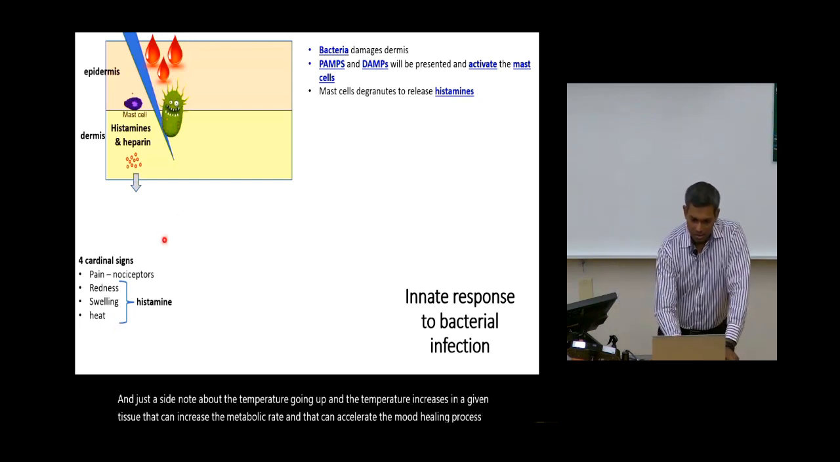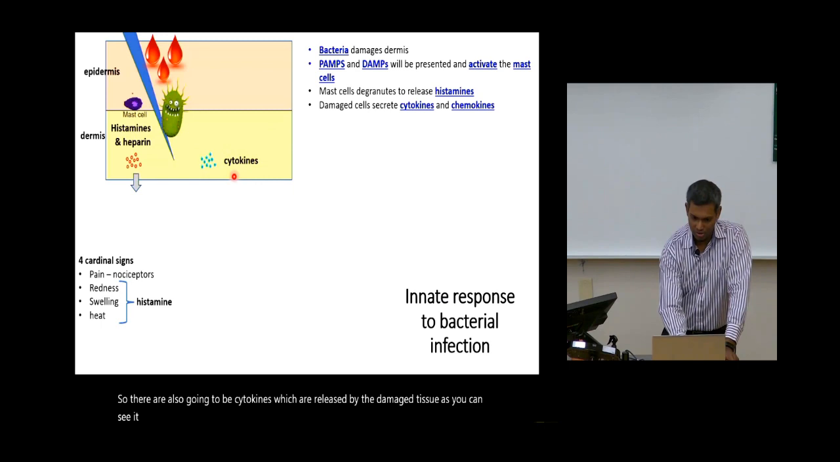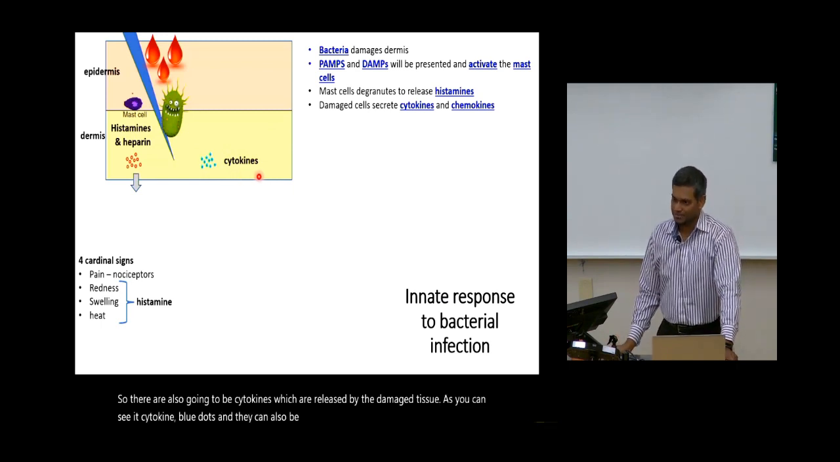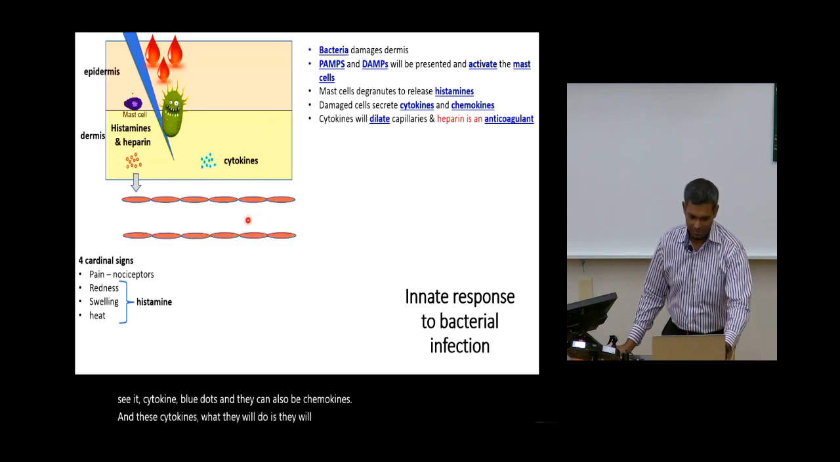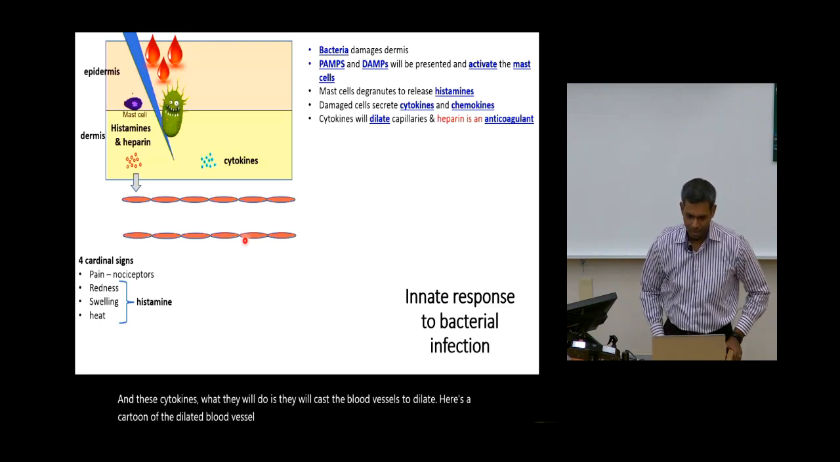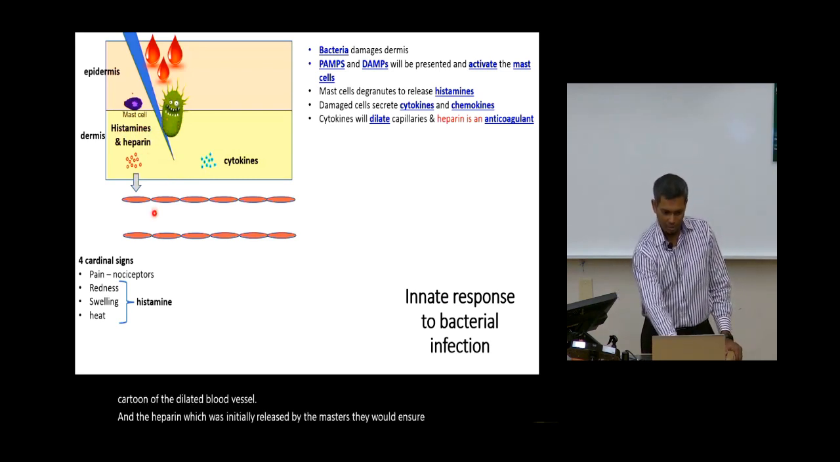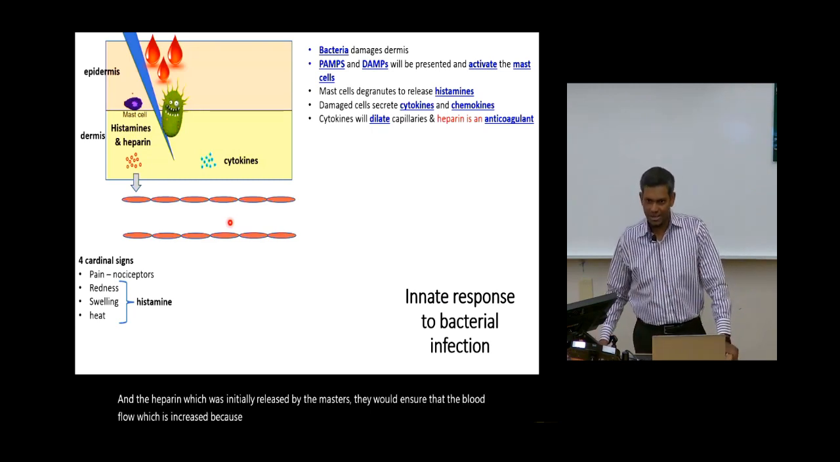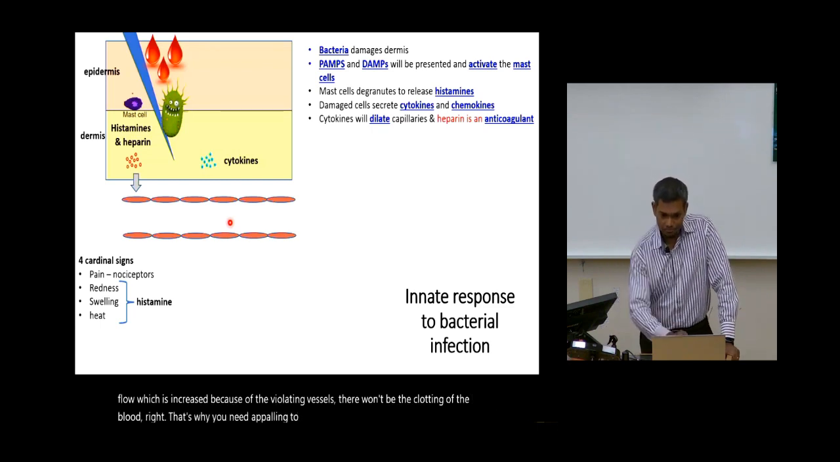Okay. So there are also going to be cytokines which are released by the damaged tissue, as you can see here, cytokines shown in blue dots, and they can also be chemokines. And these cytokines will cause the blood vessels to dilate, and here's a cartoon of the dilated blood vessel. And the heparin, which was initially released by the mast cells, will ensure that the blood flow, which is increased because of the dilated vessels, won't cause any clotting of the blood, right? That's why you need heparin to be released.